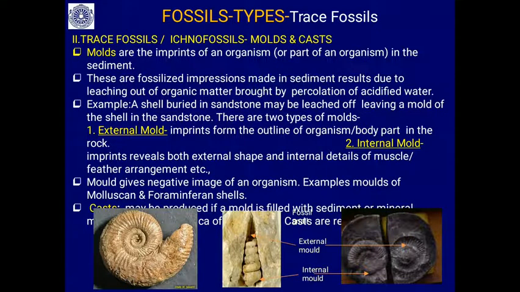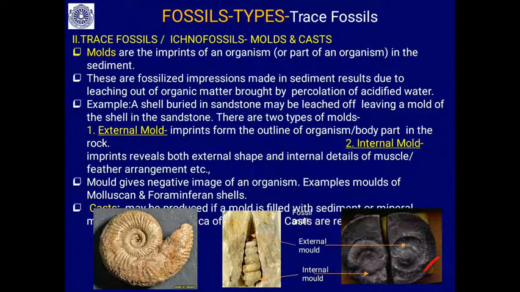So, ichnofossils are classified further into molds and casts. Molds are the imprints of the organisms in the sediments. They are fossilized impressions made in sediments. You can see this. So, fossilized impressions. You can see the shell buried in the sandstone may be leached off, leaving a mold of the shell on the sandstone. So, there are two types of molds.